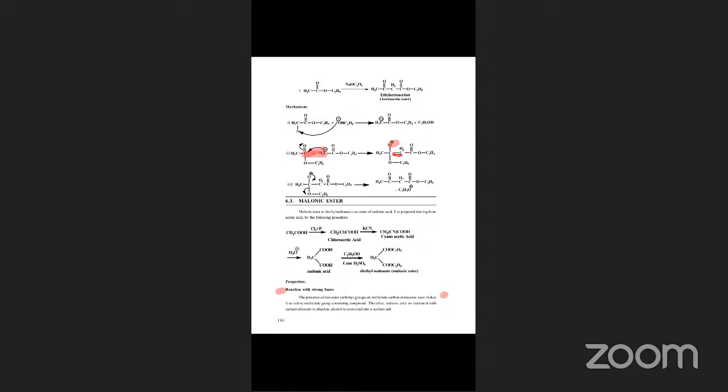Okay. Next, this one goes to the third step, loss of ethanol. Loss of ethanol. See, O gets double bond and loses OC2H5. OC2H5. The proton that left in the first step, that proton comes here and attacks.